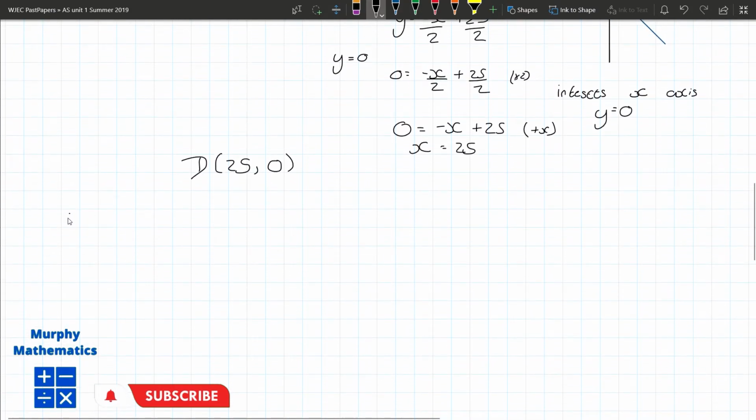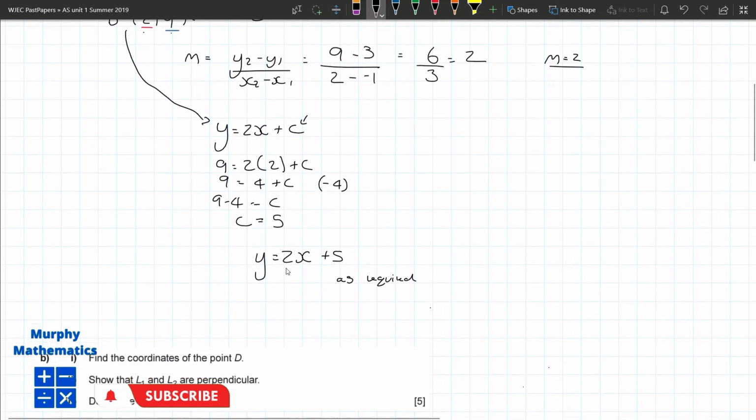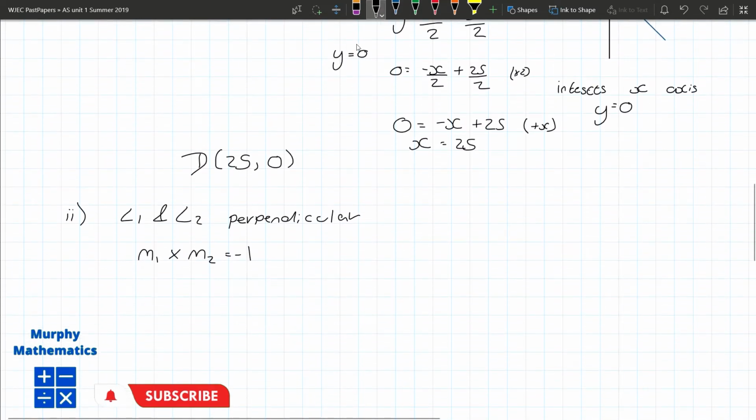Okay, so for part 2. For line L1 and L2 to be perpendicular, we have an equation for this. That's when the gradient of L1, which we'll call M1, multiplied by the gradient of line 2, which we'll call M2, has to equal minus 1. So let's have a look at what M1 is. We found our gradient here, this is L1, so that's 2. So M1 equals 2.